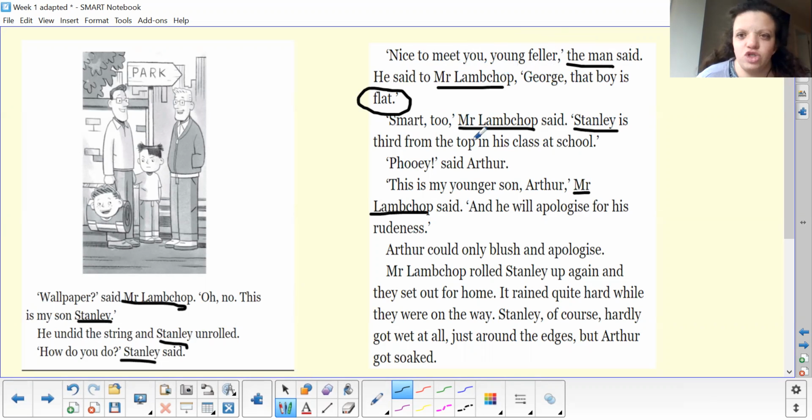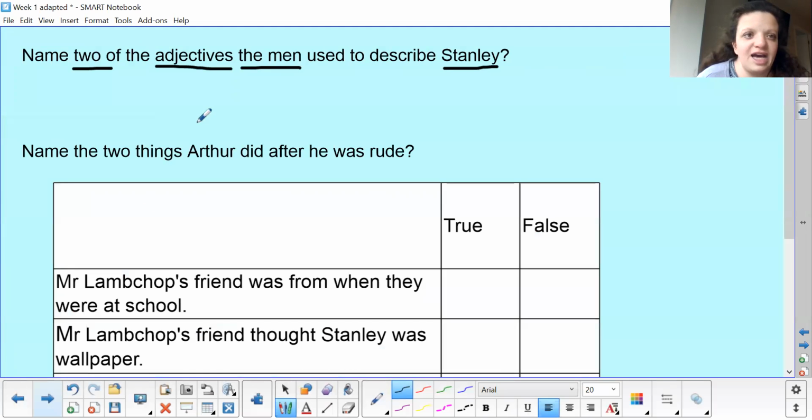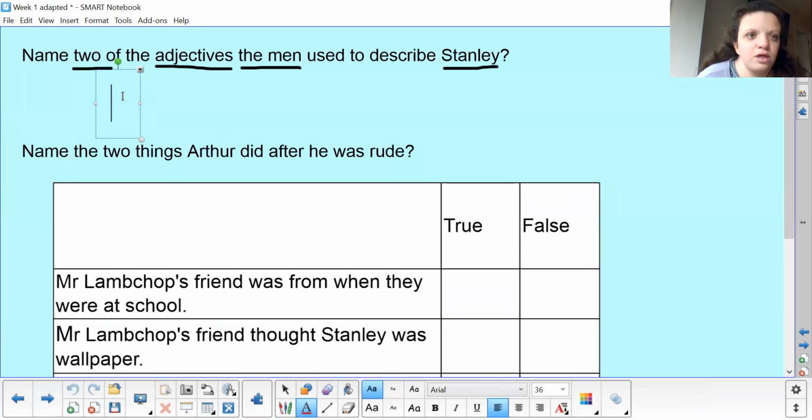There's an adjective, flat. That boy is flat. He's describing the boy as flat. Smart too, Mr. Lambchop said. Stanley is third from the top in his class. So what else is an adjective in there to describe something? Smart. And I remember from yesterday that smart means clever. So my two adjectives that are going to describe Stanley are going to be smart and flat.